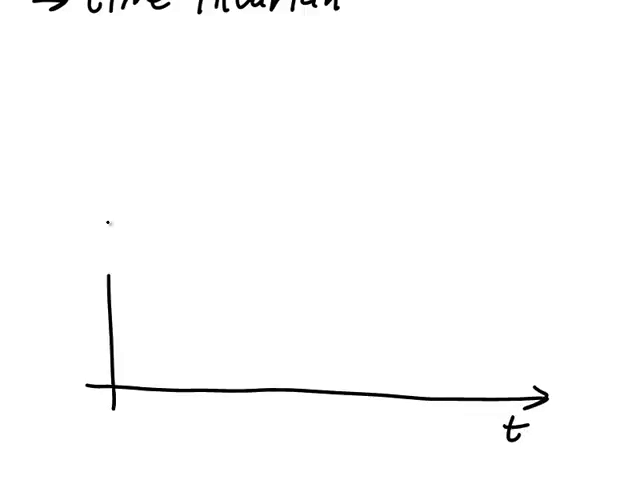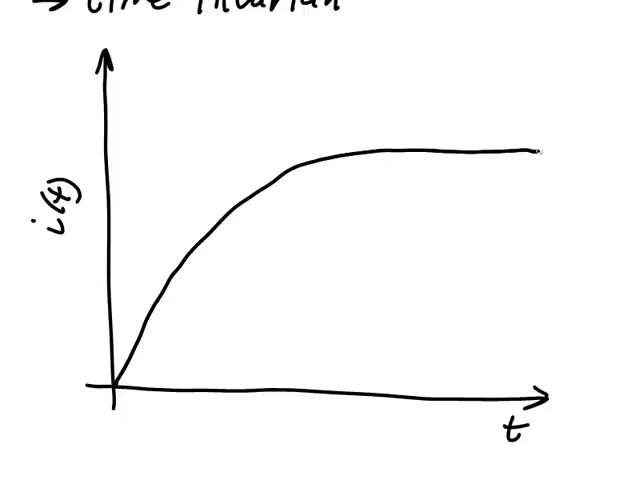Now, since the system is first order, can we predict the shape of the output? If we know that we're giving a step input, we can predict what the output will look like. We know that the output will look like this. Let's draw time, and the output, which is i of t. The output will look something like this, a first order step response. Remember that a first order step response is characterized by its time constant.